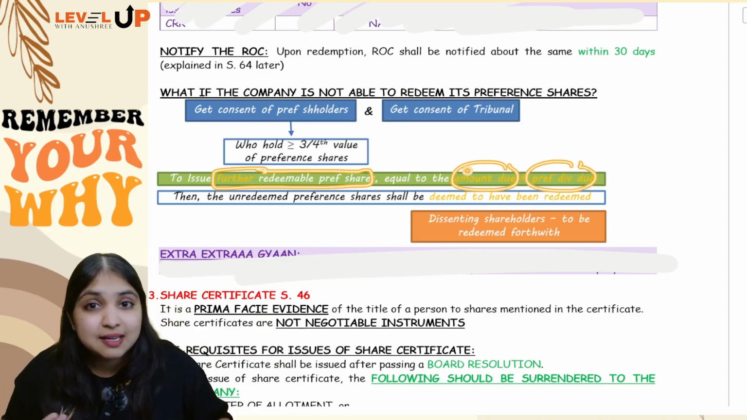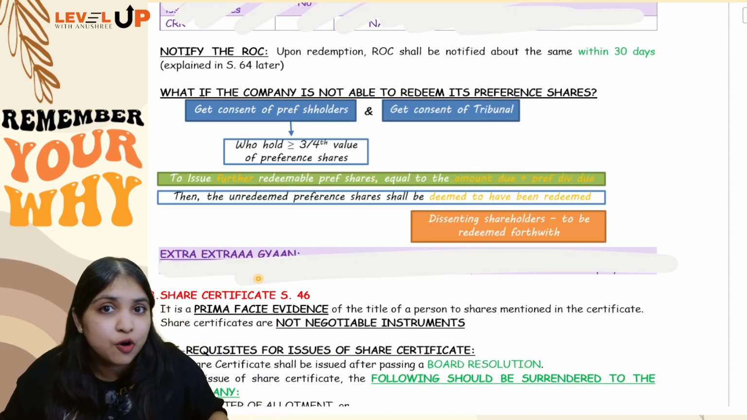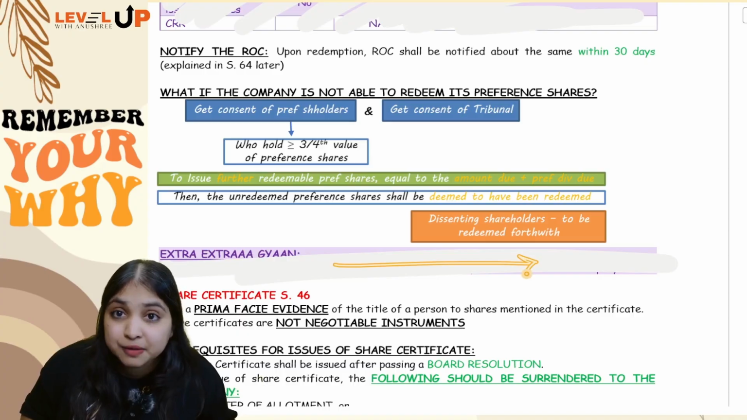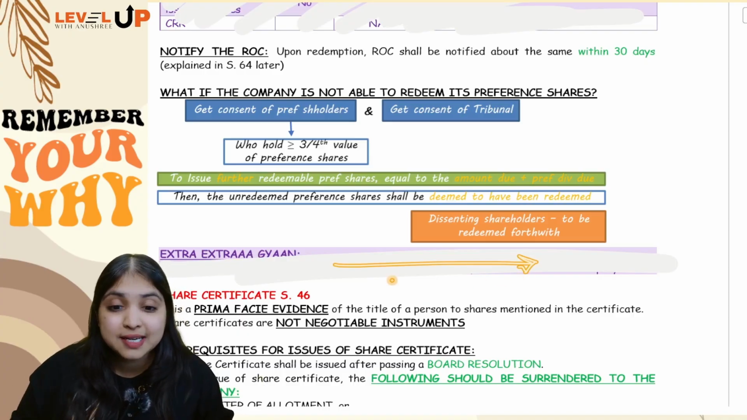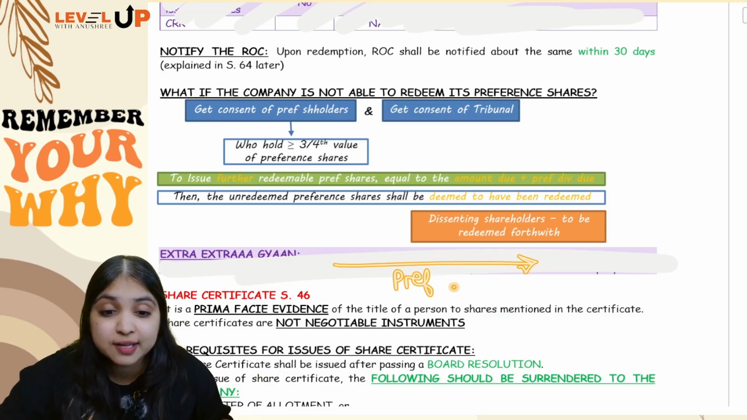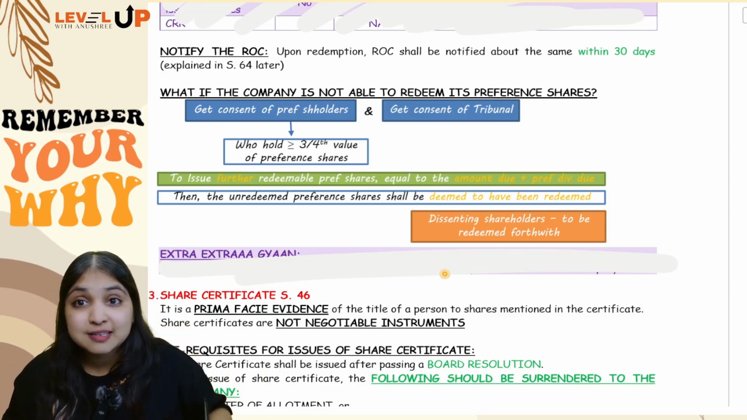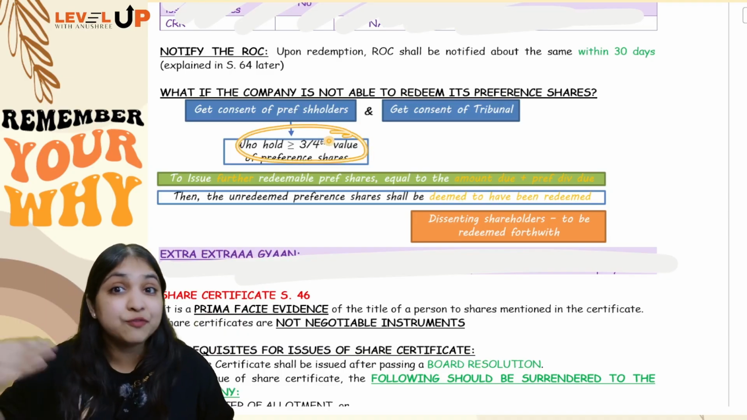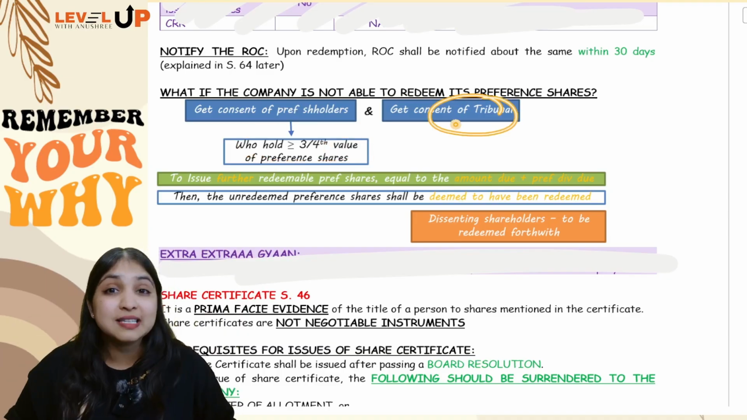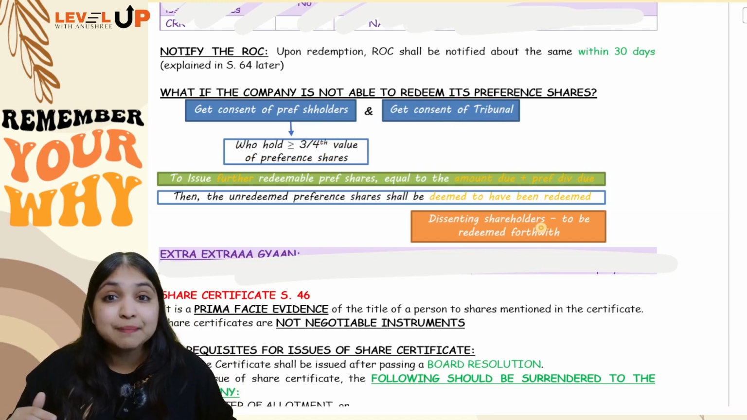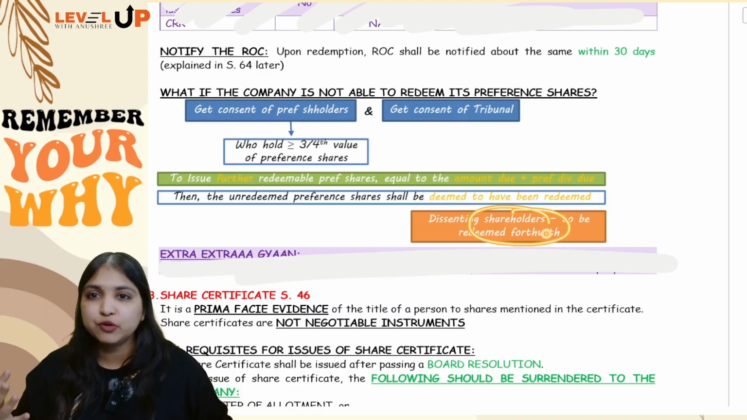But to do this, here what is the company doing? There is no outflow of money for the company. The company has no money. So instead of redeeming the preference shares by giving money, the company is redeeming them by giving them more preference shares. So for this, you first need permission of the preference shareholders. You need consent of preference shareholders holding at least 3/4 of the preference shares, and you also need NCLT's consent. In case there are any dissenting preference shareholders, we have to redeem them in cash forthwith. Immediately we have to redeem them in cash.